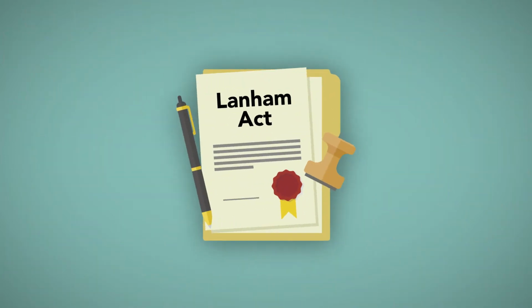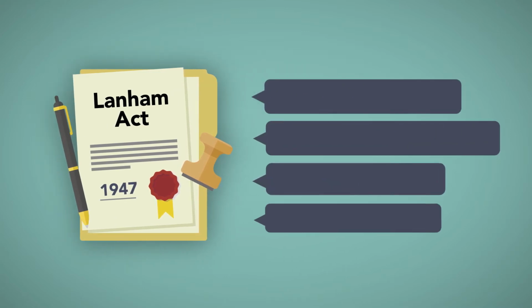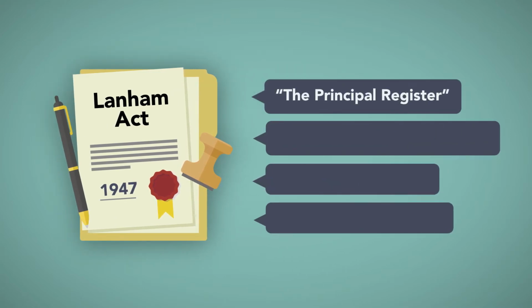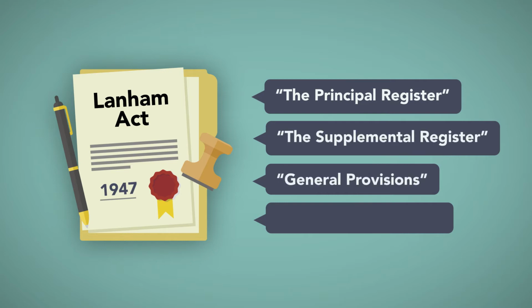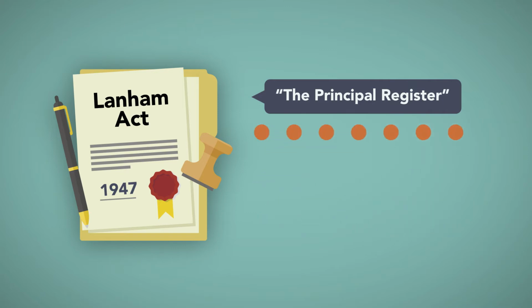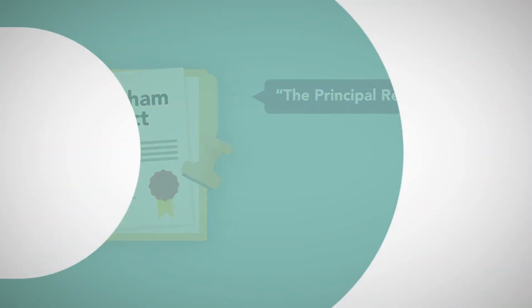The Lanham Act took effect in 1947 and is divided into 4 parts. The first is called the Principal Register. The second is called the Supplemental Register. The third is referred to as General Provisions. And the fourth is the Madrid Protocol. The Principal Register is the primary focus for most trademark practitioners because it serves as the location for registered trademarks.